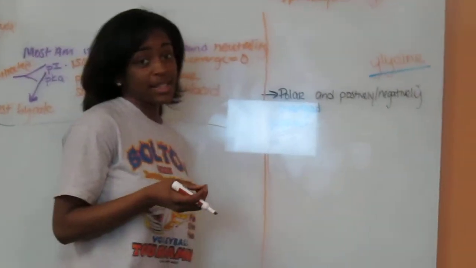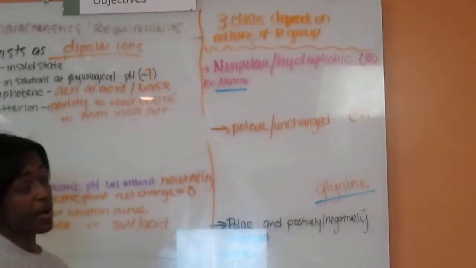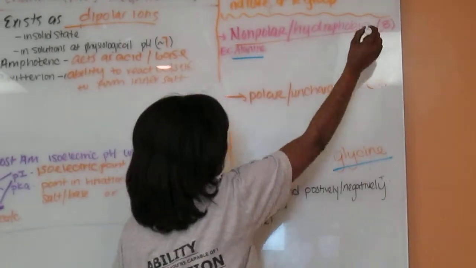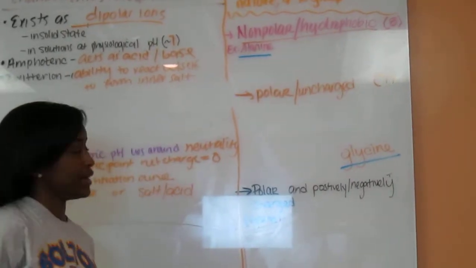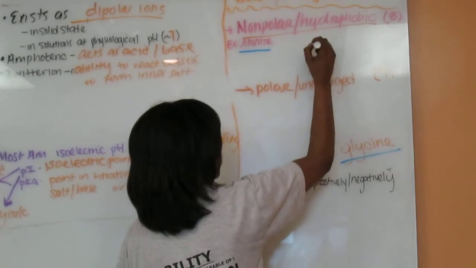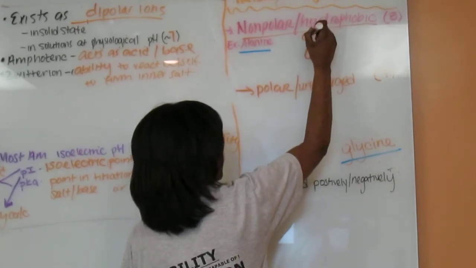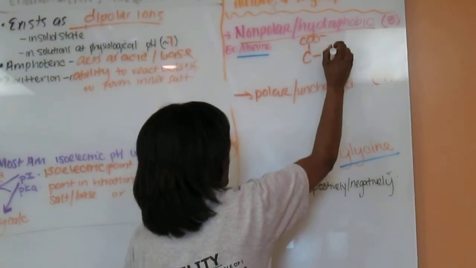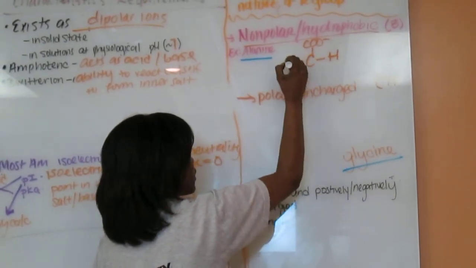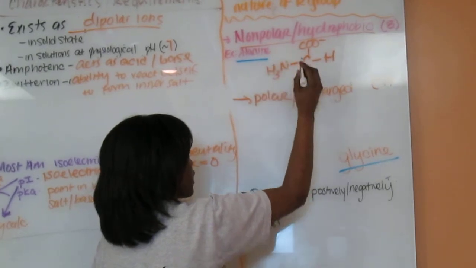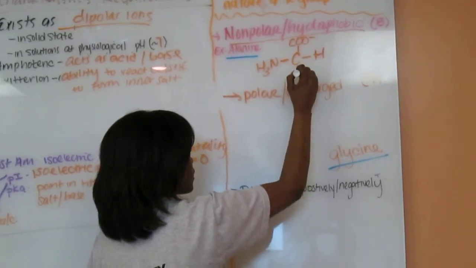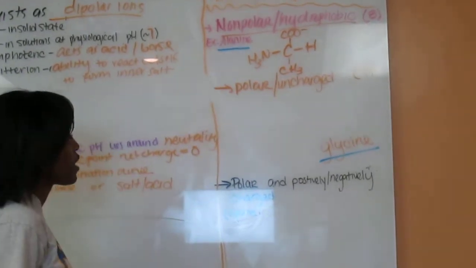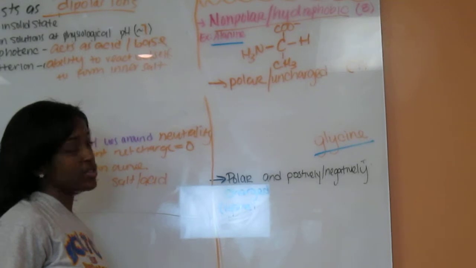There are 3 classes, and they depend on the nature of the R group. The first would be nonpolar and hydrophobic. An example of that would be alanine, which you could draw with a carbon in the middle, COO minus, H, NH3, and CH3. That's an alanine, and that's an example of a nonpolar hydrophobic.